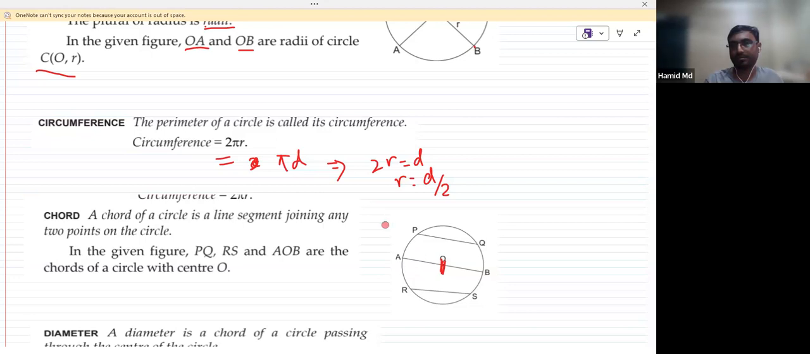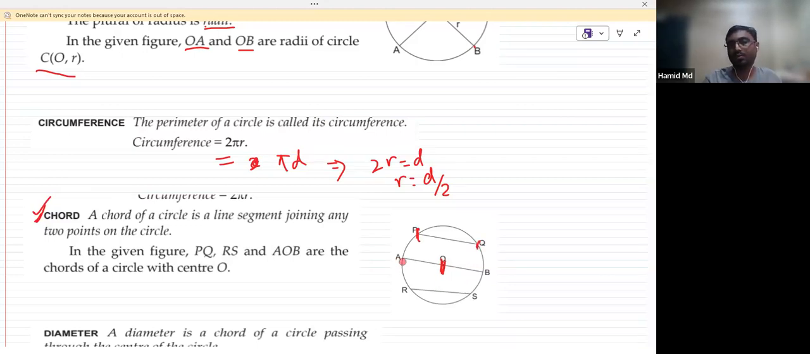There can be many diameters, of course. But this will come later. What is a chord? A chord of a circle is a line segment joining any 2 points on the circle. We will be dealing with this definition. The line joining a circle at any 2 points.